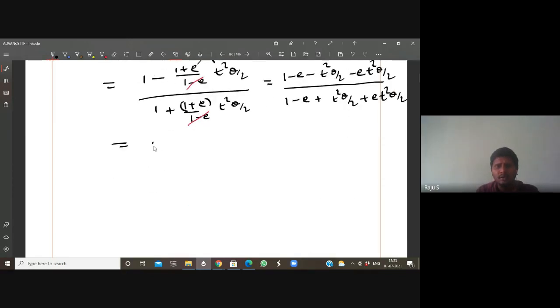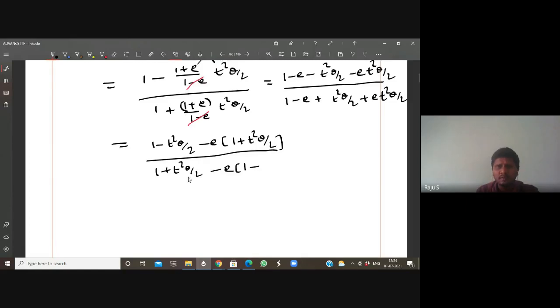This is equal to, now I want to do one thing. See, 1 minus tan square theta by 2 I have written at one place. And see here, e is common. When I take small e common, 1 plus tan square theta by 2 in the numerator. Am I right? Denominator, again 1 plus tan square theta by 2 plus e, or minus e, okay, minus e you can take common, and 1 minus tan square theta by 2.